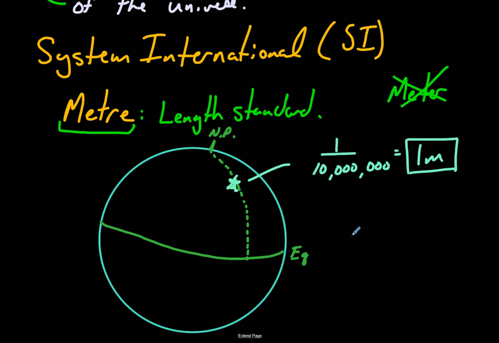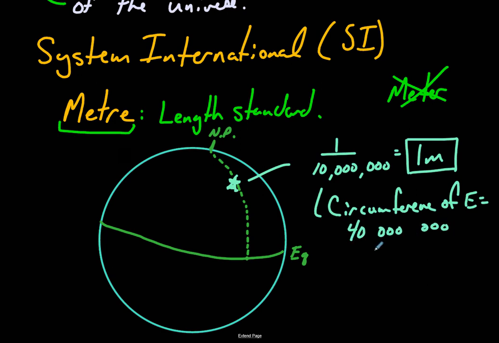That also then says that the circumference of the Earth would be 4 times that, or 40 million meters, or 40,000 kilometers. So by definition, that is the circumference of the Earth, at least originally.